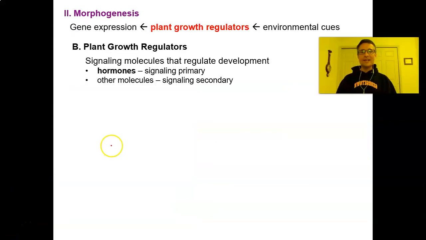Next, we need to think about what determines which genes are expressed. And often what determines which genes are expressed are cell signals.